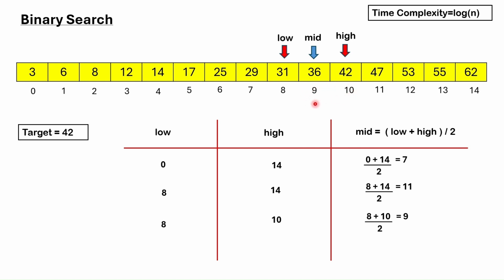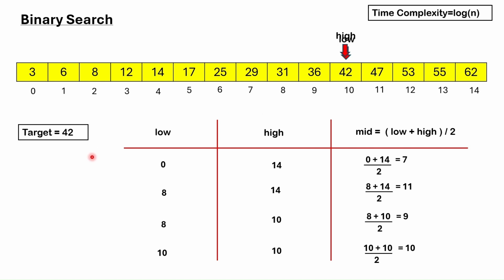Now again, we can ignore the left portion of the array by moving the low pointer to mid plus 1. Now low is 10 and high is also 10. For searching, we again calculate mid. Mid is (10 plus 10) by 2, which equals 10. Now we are searching for 42. Check whether the mid is 42. Yes, mid is 42. So we have successfully found our target element and we return the index 10.